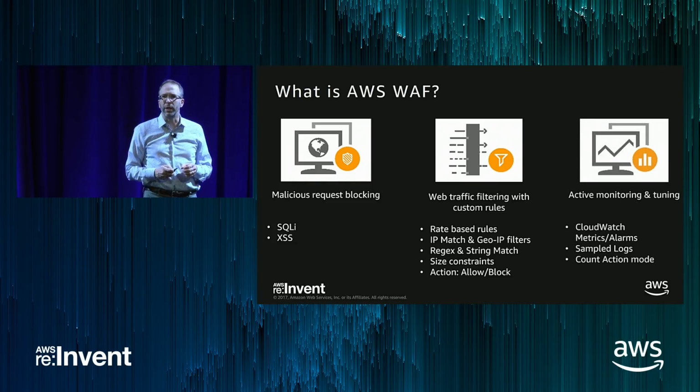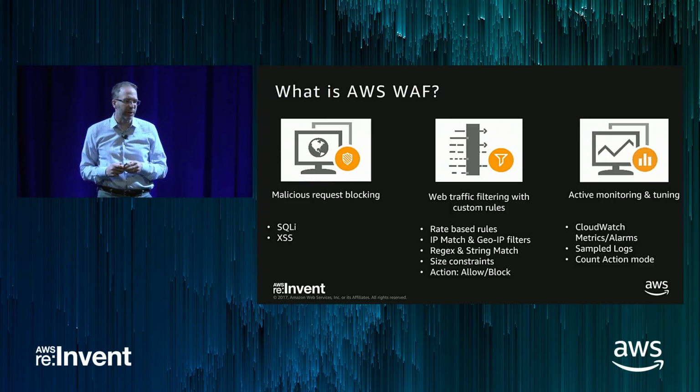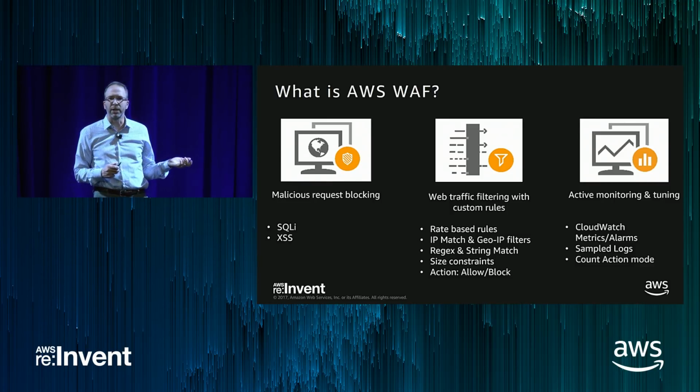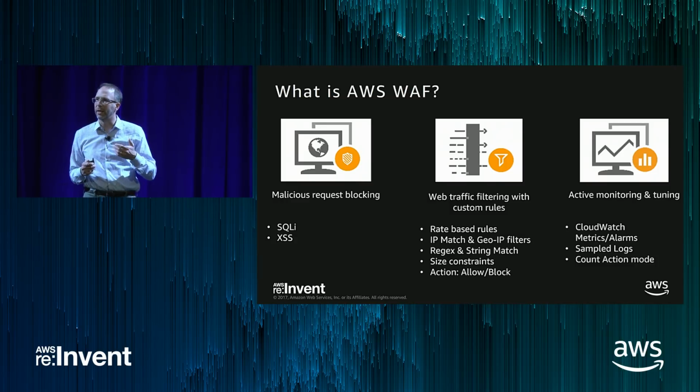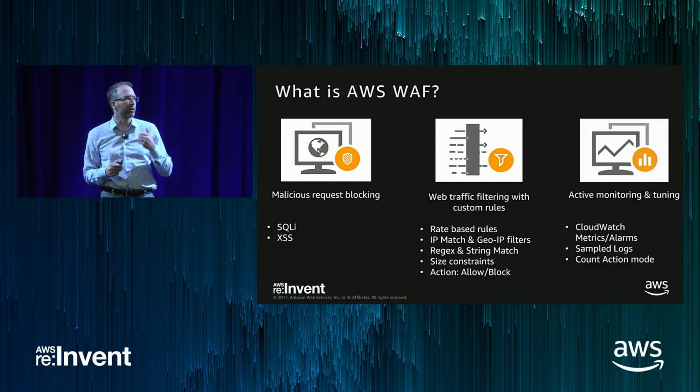And then also, through active monitoring, you can take action with the AWS WAF. So you have access to CloudWatch metrics and alarms, sampled logs, etc. And you can programmatically, through the API for AWS WAF, go and update your rules in response to these threats in near real time.